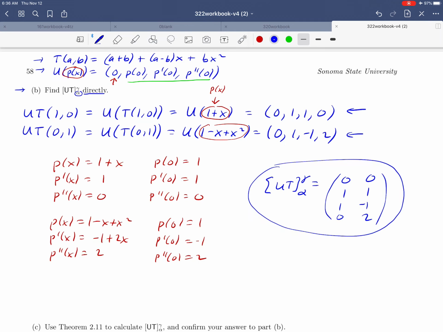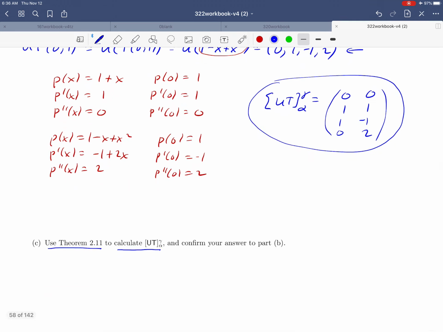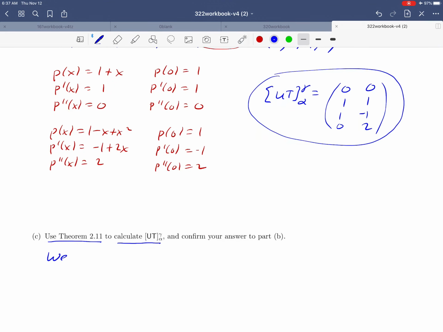Now what about part C here? It's interesting because they're asking us to do exactly the same thing that we did in part B, to calculate the matrix of UT, but to do it in a different way. We used a direct method in part B. Now what they'd like us to do is to use theorem 2.11. What does that mean? Theorem 2.11 says that if we want a matrix for UT, we can get it by taking the product of the matrices for U and T separately. I'm just literally recopying what theorem 2.11 says here.